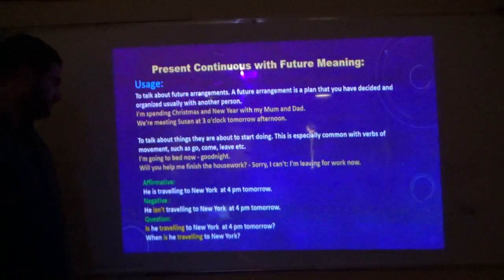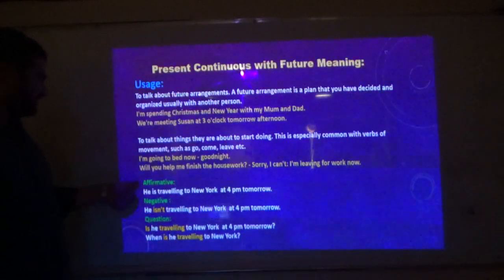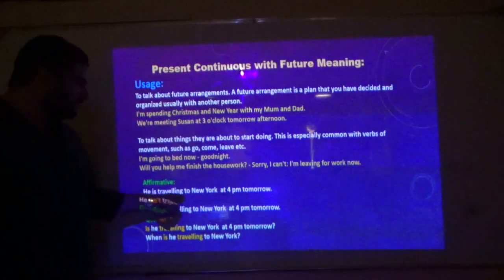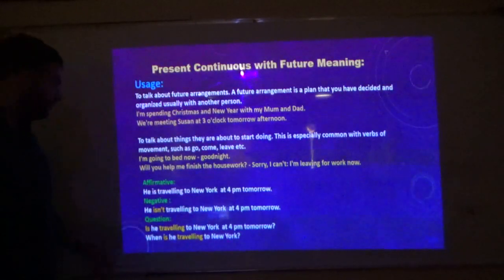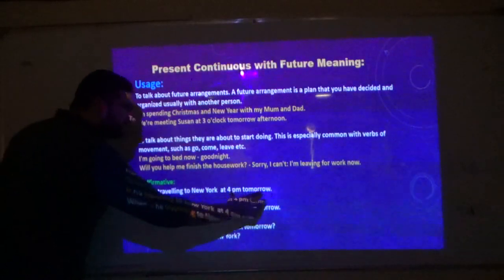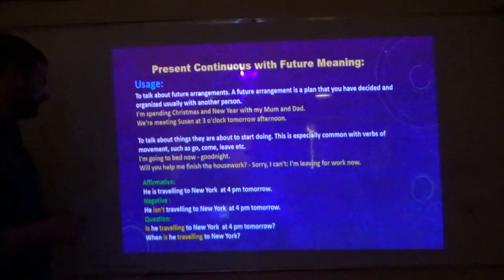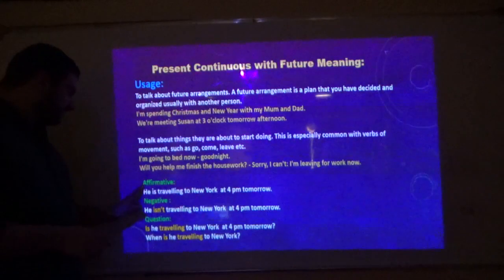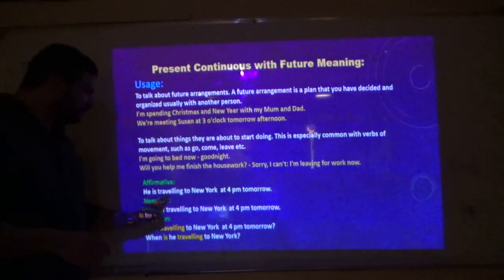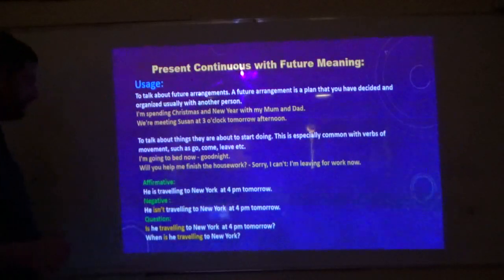Let's look at the form. Affirmative, positive sentence. He is traveling to New York at 4 p.m. tomorrow. And usually we define the exact time of this action using the present continuous. So here we have subject, am, is, are, verb plus ing, and then the rest of the sentence.